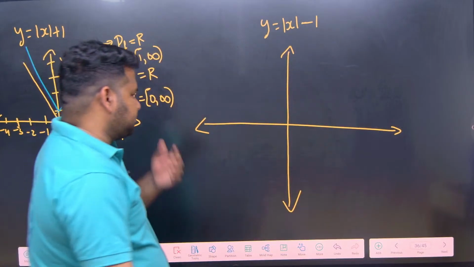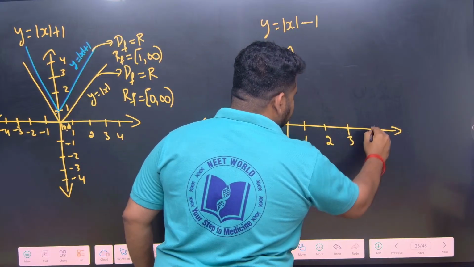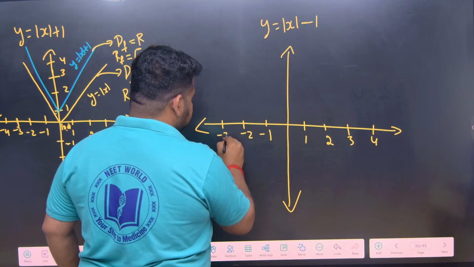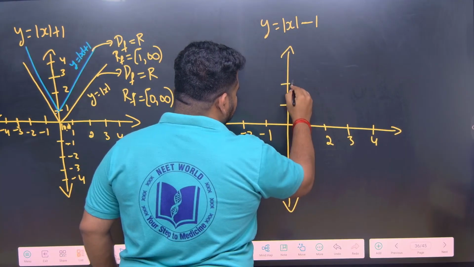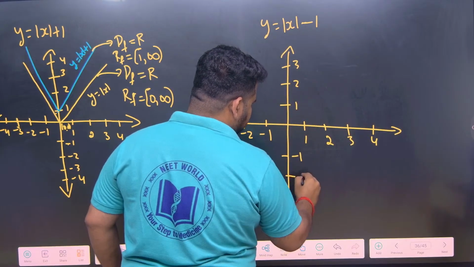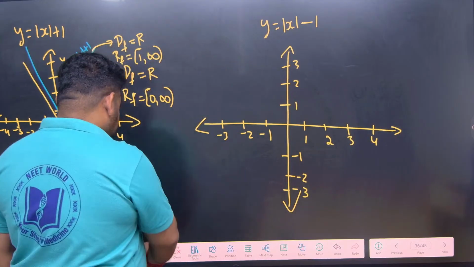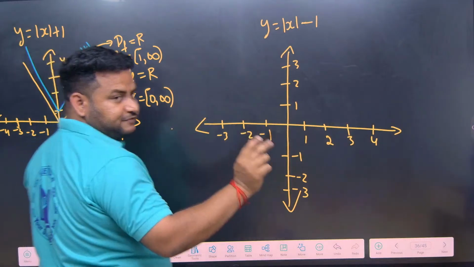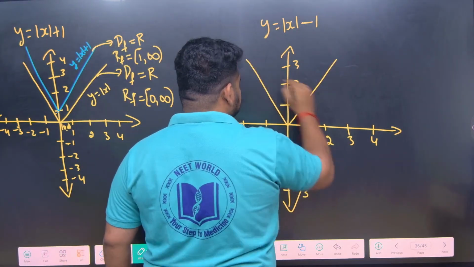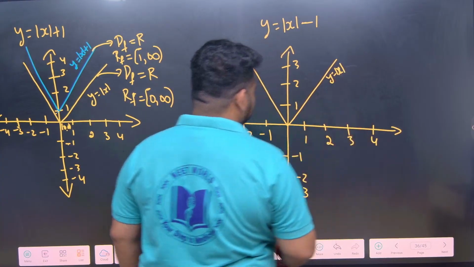Clear? Got it? So this will be 1, 2, 3, 4. Minus 1, minus 2, minus 3. This is 1, 2, 3. This is minus 1, minus 2, minus 3. This is what we are having. Now let me draw the graph of y is equal to mod x first, so that you will know the difference. This is y is equal to mod x.